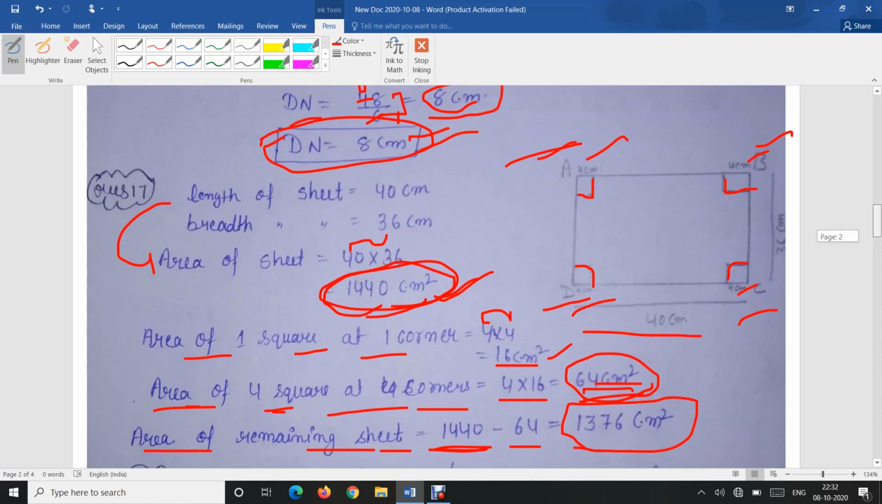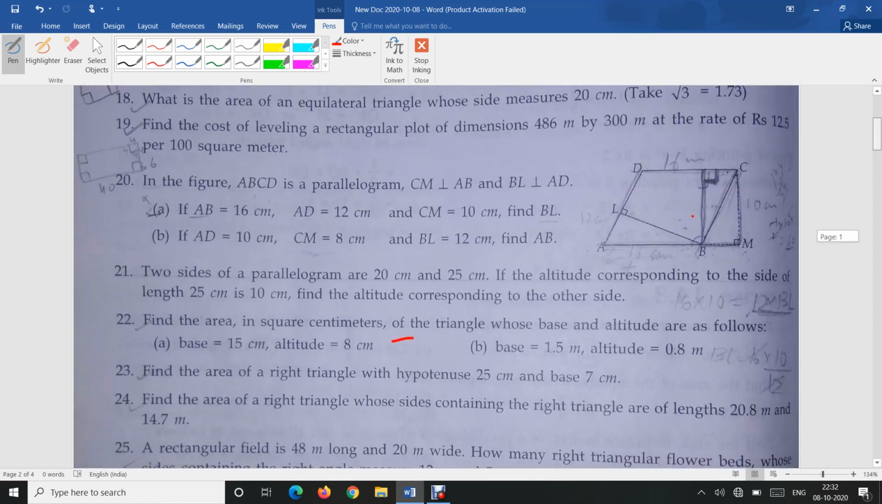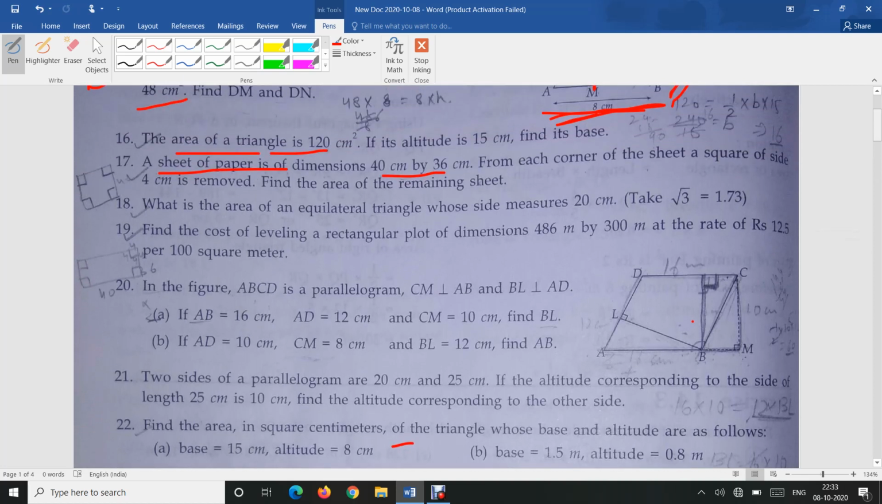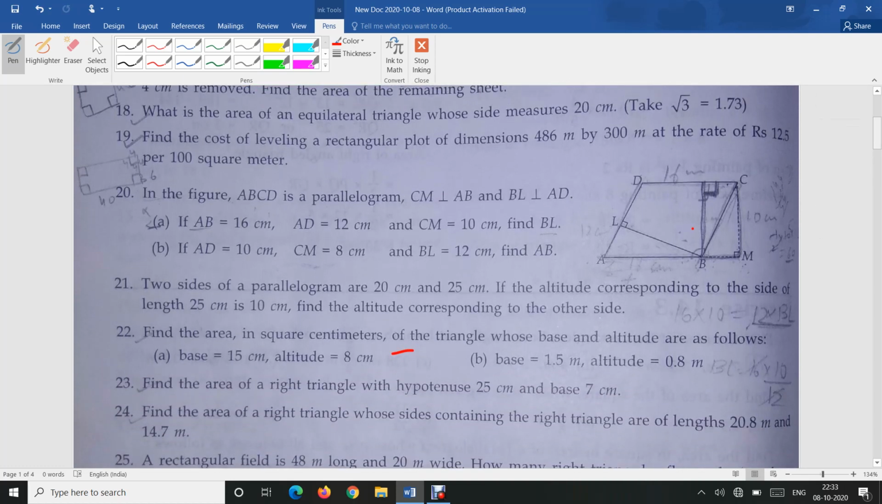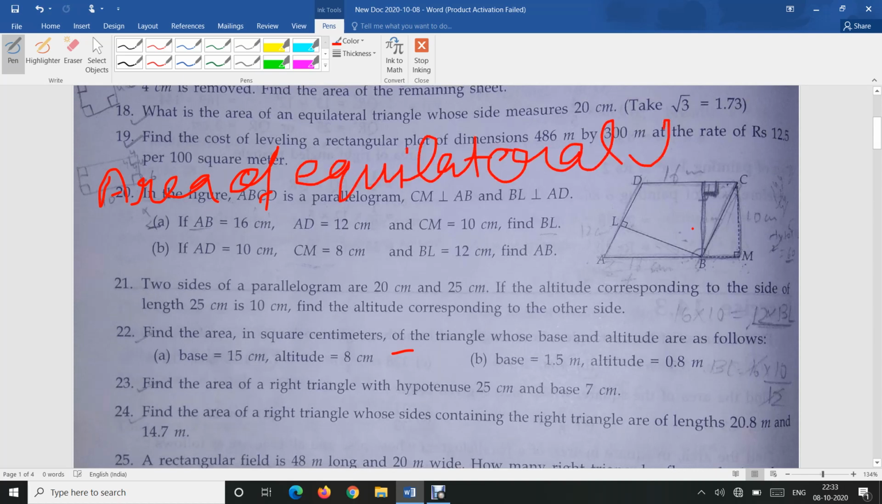Now let us move towards the next question, which is question number 18. The question number 18 is saying that find what is the area of an equilateral triangle whose sides measure 20 centimeter. Now remember the area of equilateral triangle.